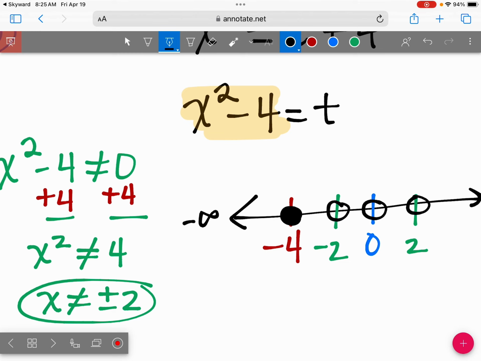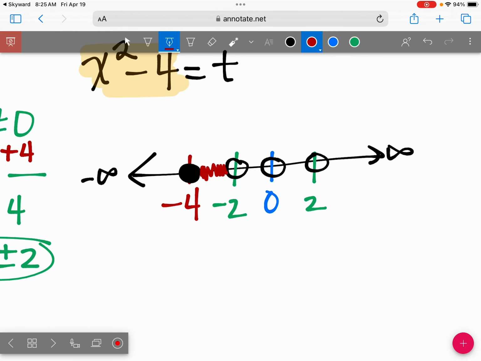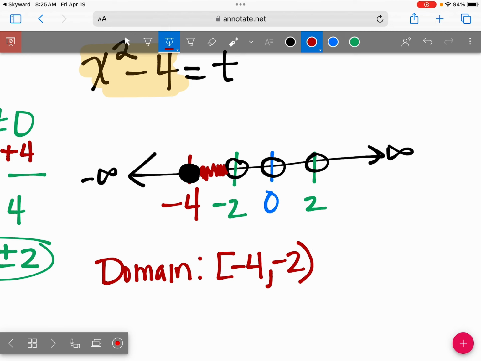So this is a pretty complicated domain that we have here. First of all, I can't go past negative 4. So the first piece of my domain is this piece. I'm going to start writing it out. I have a hard bracket on negative 4, and then I can only go to negative 2 and I have to stop. Negative 2 gets a parenthesis. That's my first interval.